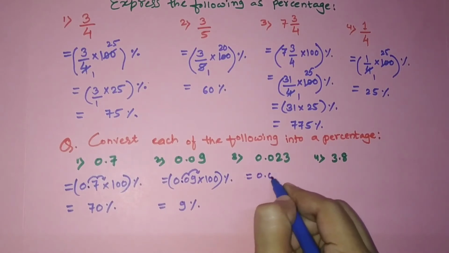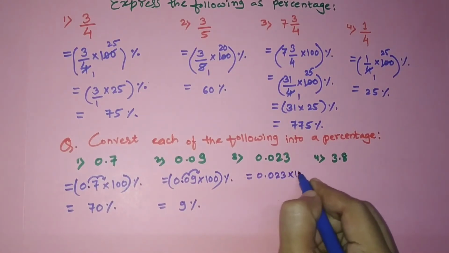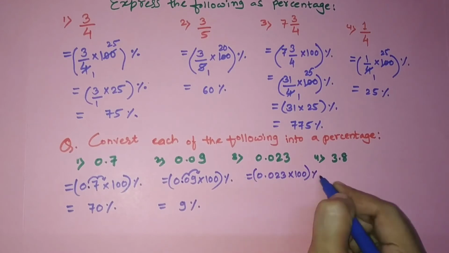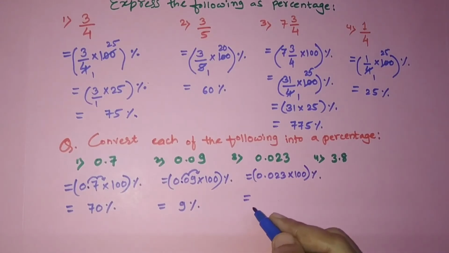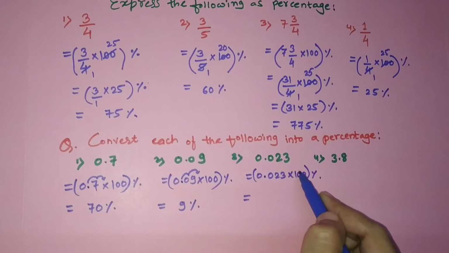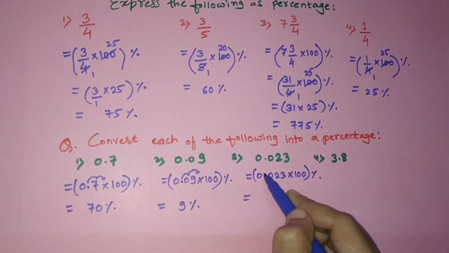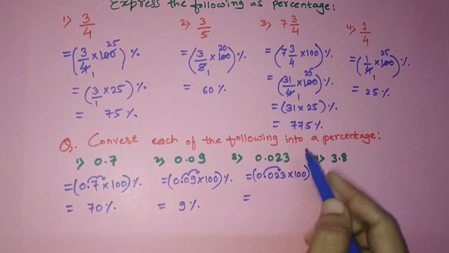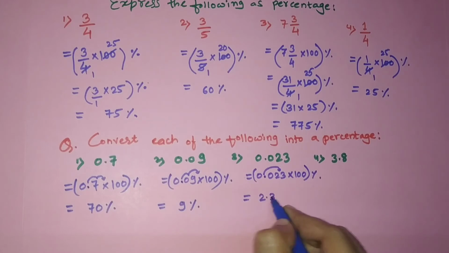Here 0.023. Again we will convert it into a percentage by multiplying by 100%. So friends, take this decimal and move it according to those 2 zeros. This point will go here in between 2 and 3. So it will come 2.3%.